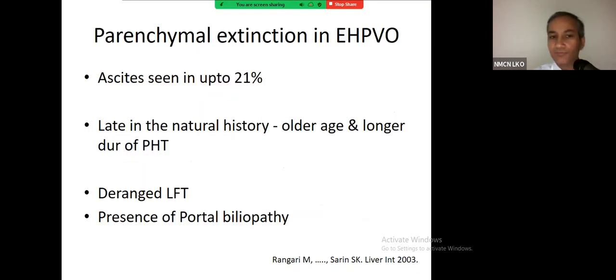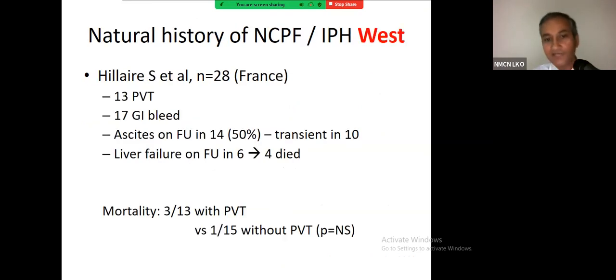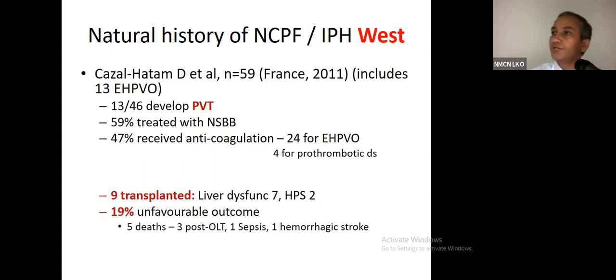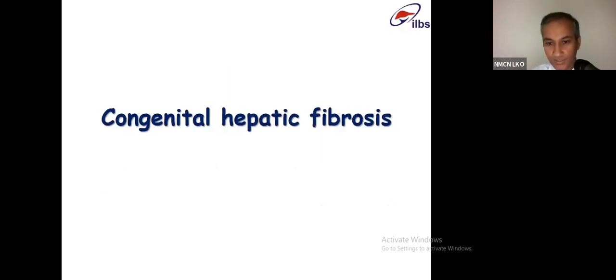In EHPVO, ascites is seen in up to 21%, whereas in NCPF, various studies have shown that ascites or decompensation is seen in up to 50%, and a proportion up to 20-25% may require liver transplant. I will take just 5 more minutes on congenital hepatic fibrosis.